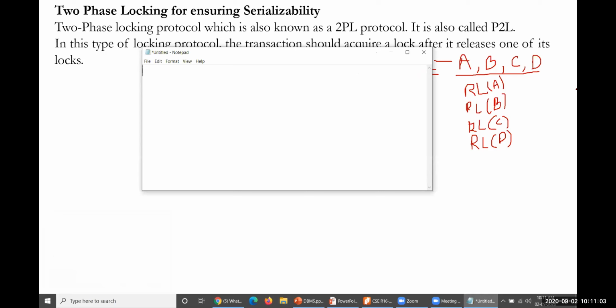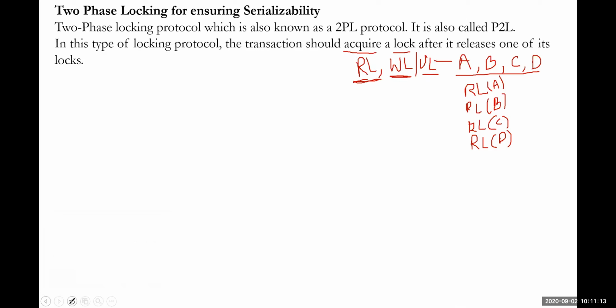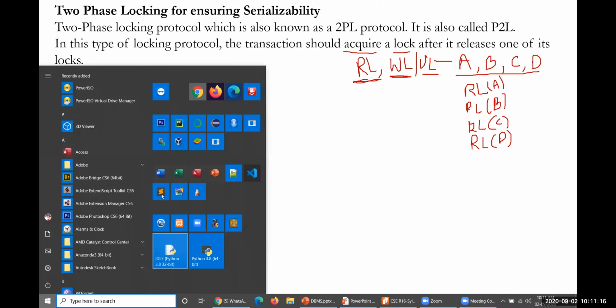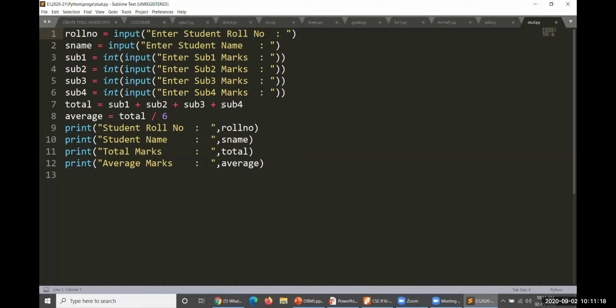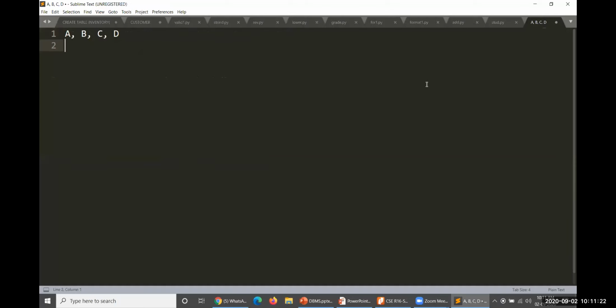So there are four items: A, B, C, and D. Four items are there with me. So all these four items. Okay, so four items are there with me. Previously, what you were supposed to do in our so-called transaction, this is the way you did it in the previous design of the transaction here.